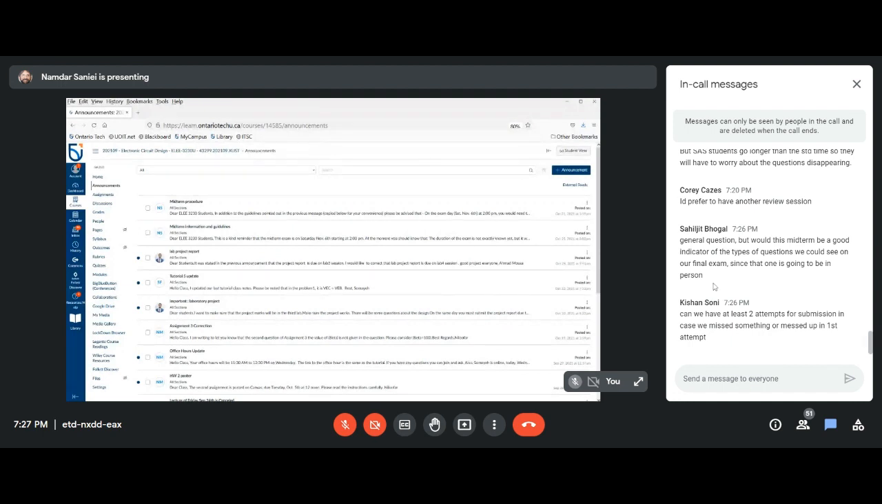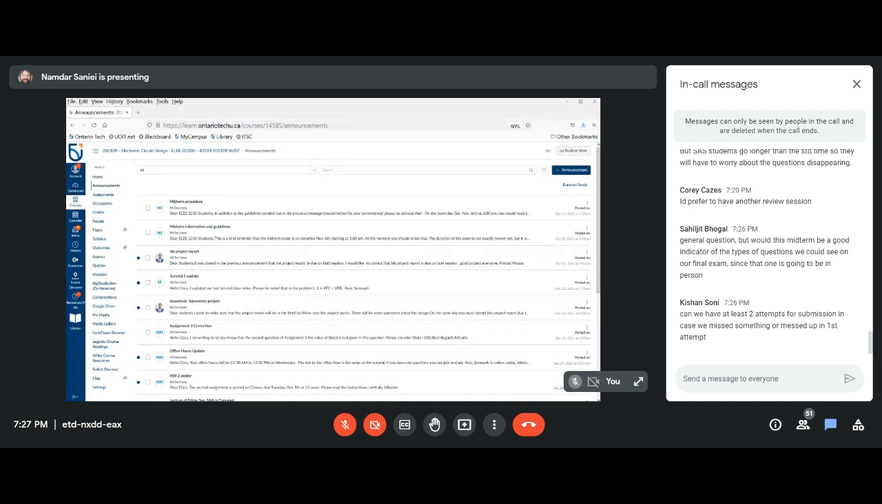General question: would this midterm be a good indicator of the types of questions we could see on our final exam, since that one is going to be in person? Yeah, because this is not like the multiple choice or whatever that we used to have last term. The questions that you see are definitely different than the final, but the trend is the same. Yeah, you can assume so.